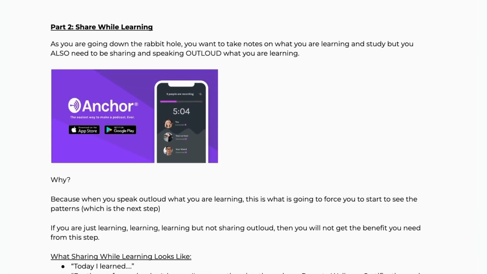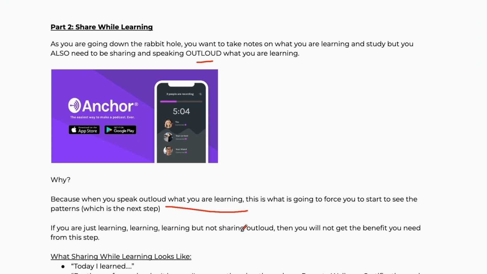And then part number two is that while you are actually learning, while you're going through that process of going down the rabbit hole, you need to be sharing, okay? So not only are you taking your notes, not only are you studying, but you're also sharing out loud, and that's the key word here, you're sharing out loud what it is that you are learning. Now, there's a lot of different mediums that you could do that. Our recommended medium is to just use the Anchor.fm app, the Anchor app, because that's going to allow you to have an outlet in order to do so, okay? Now, the reason why this is so important is because when you actually speak out loud what it is that you are learning, it's going to force you to start seeing the patterns.